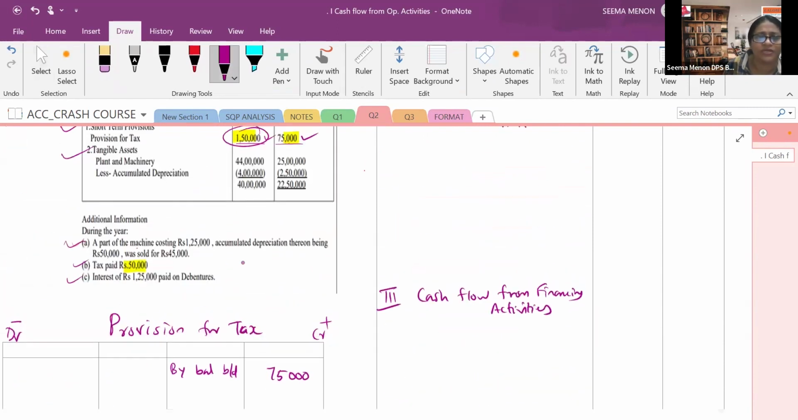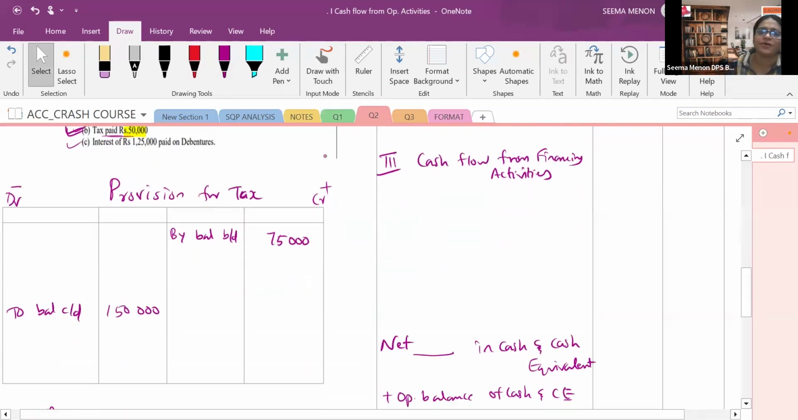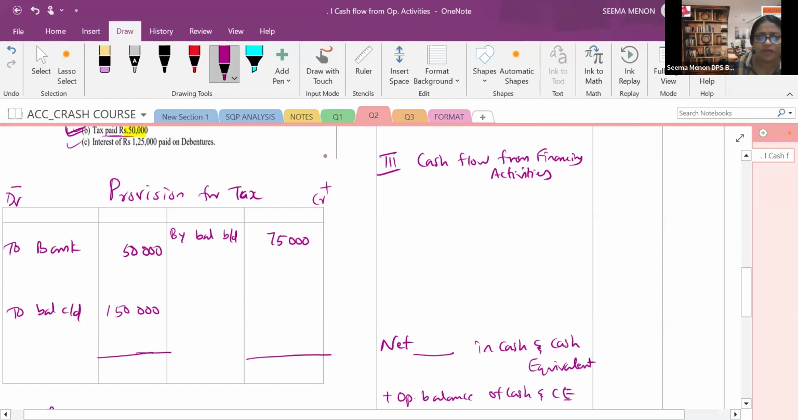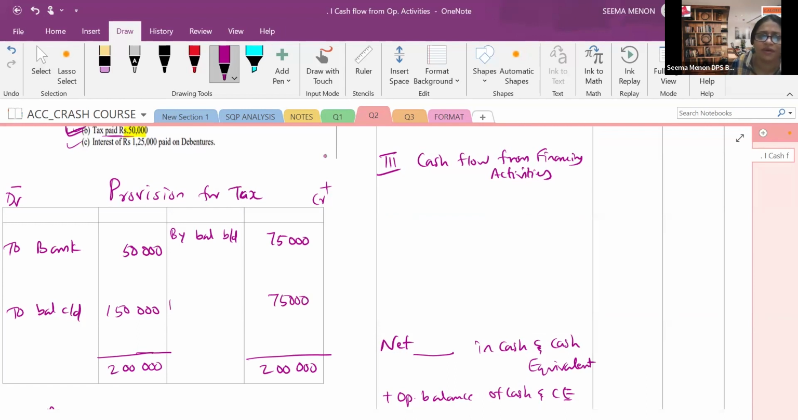Now moving into adjustment number 2, that is B, tax paid during the year, that is 50,000. Tax paid, the journal entry is provision for tax. Whenever we pay the tax, it is reduced. So you are writing to bank. The amount is 50,000. Now what will you do? You will balance the provision for taxation account. 1,50,000 plus 50,000 is 2 lakh rupees. Now you have to balance it again. Once you balance it, you are getting 75,000.